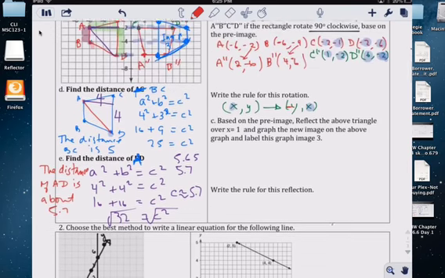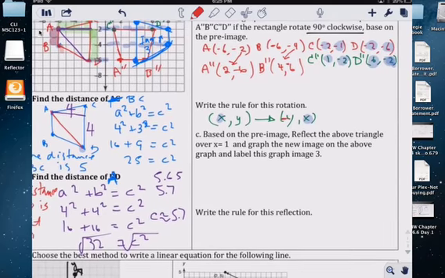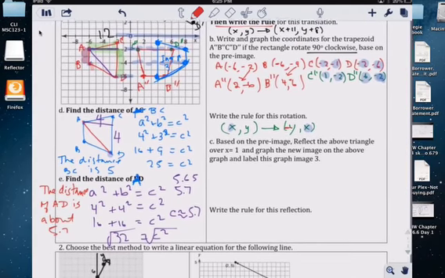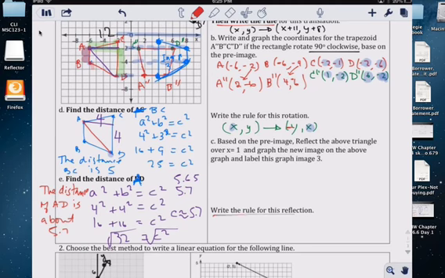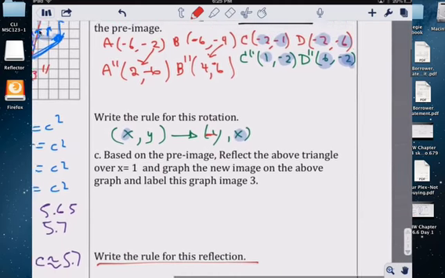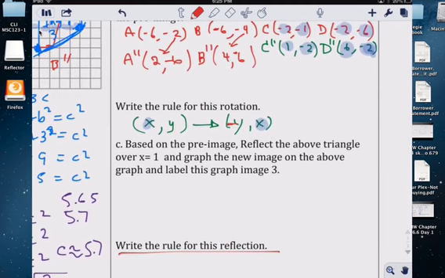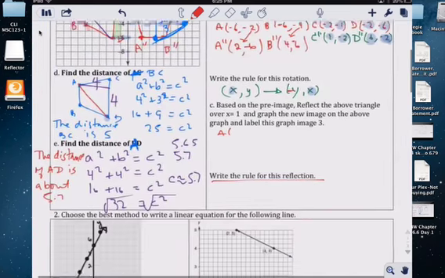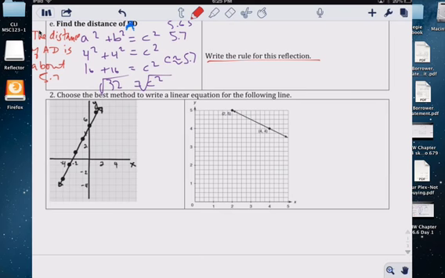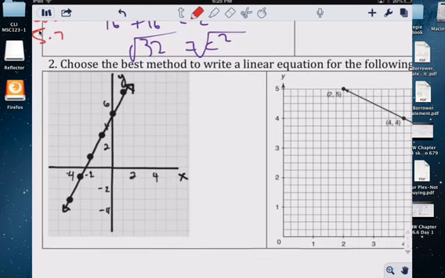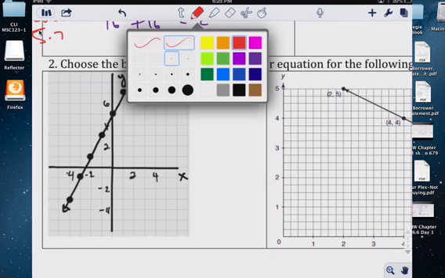Oh. Rule. Okay, I forgot to do the rule here. But you know how to do the rule. You write it out. Write A, and then the image, and then you write the rule based on it.